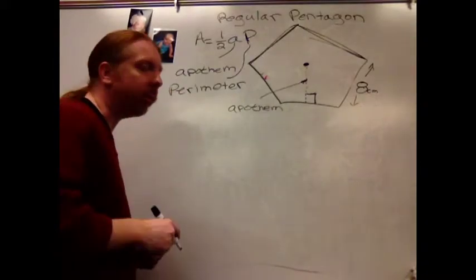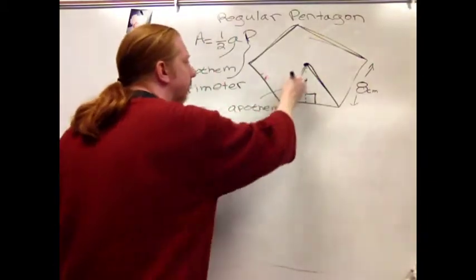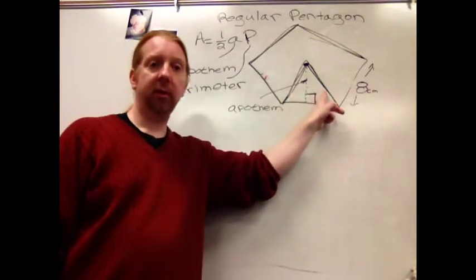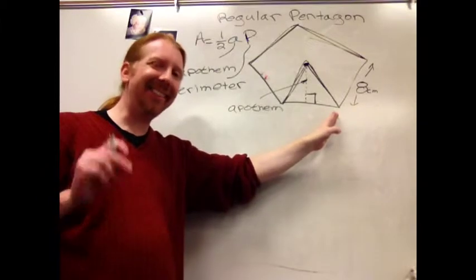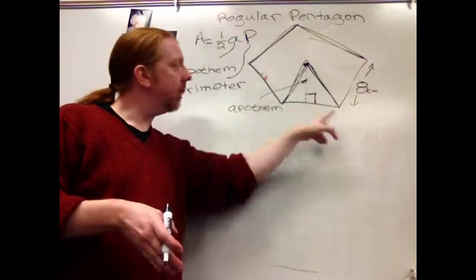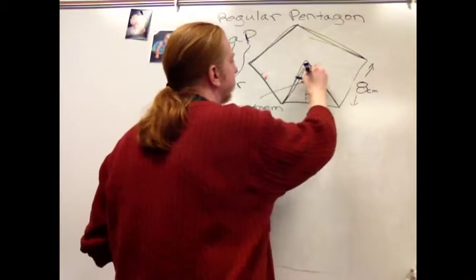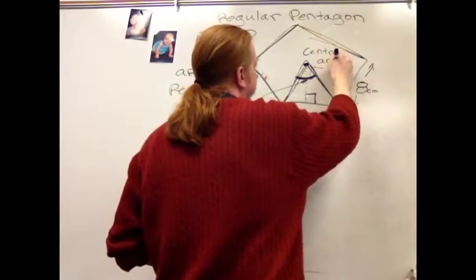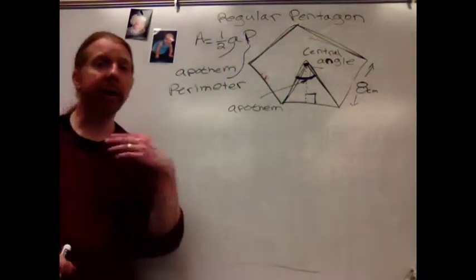There's one more bit of vocab we're going to need. I want to draw this triangle. Notice, these are not apothems. They connect the center to a vertex. That's different. Remember, the apothem comes down and hits at a right angle. These hit at the vertex. This angle right here is called the central angle. We're going to use that in our work.